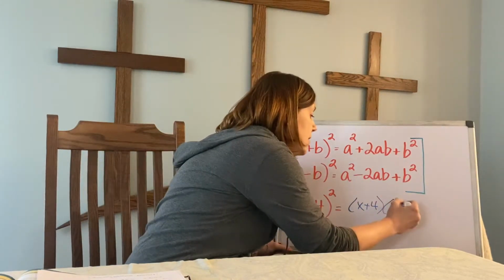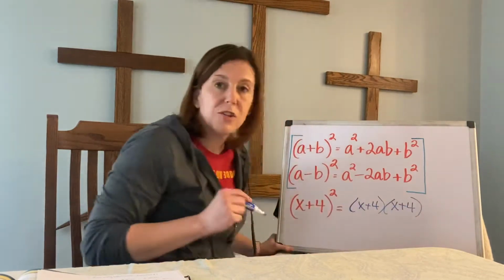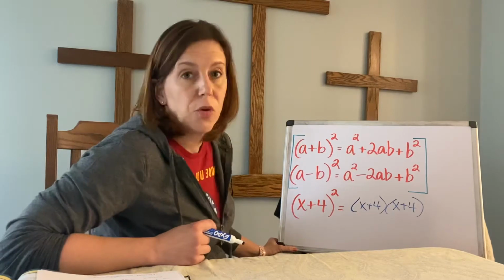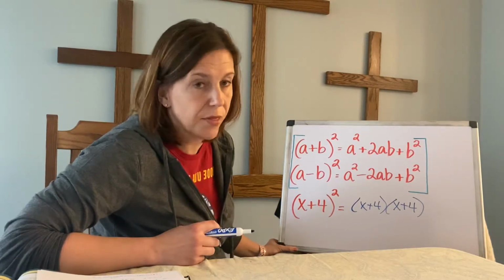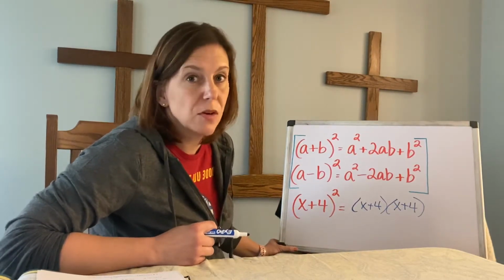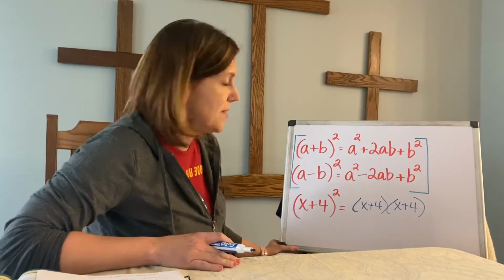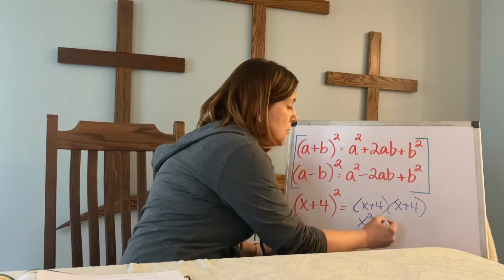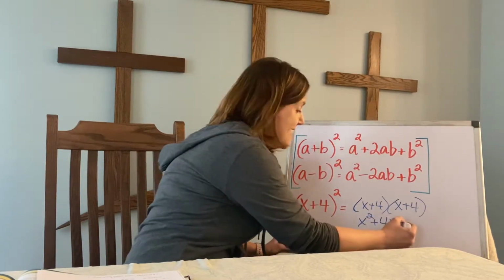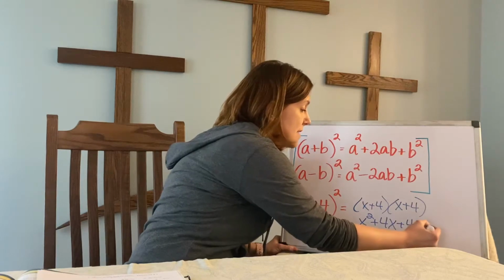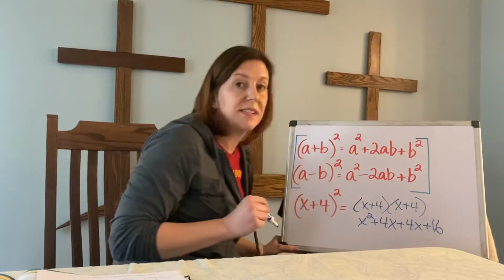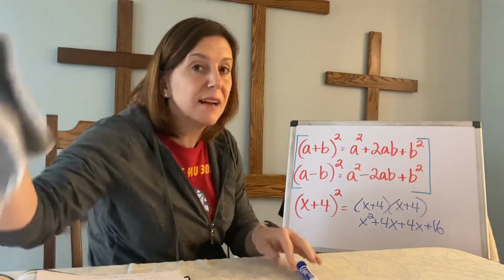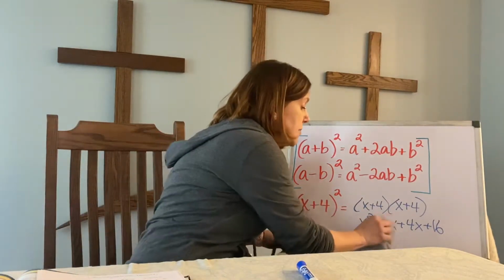So then I have two quantities of x plus 4 being multiplied. Now remember, you have three methods to do this. You've learned all three. I prefer the FOIL method, so whenever I demonstrate, I'm going to use the FOIL method. My firsts would give me x squared, my outsides would give me 4x, my insides 4x, and my lasts would give me 16. Then I would see here that 4x and 4x are common terms, and they can be combined.